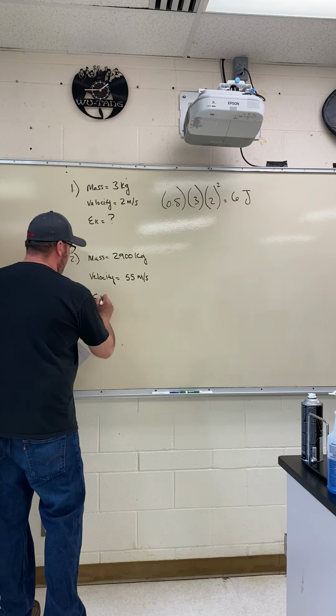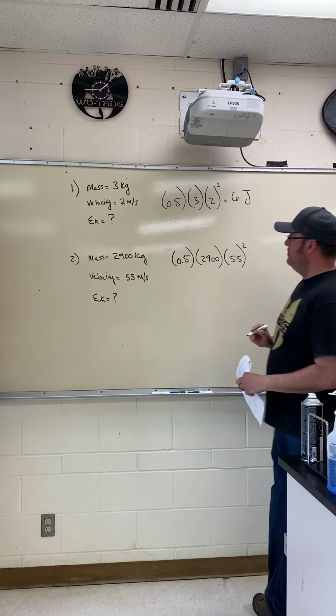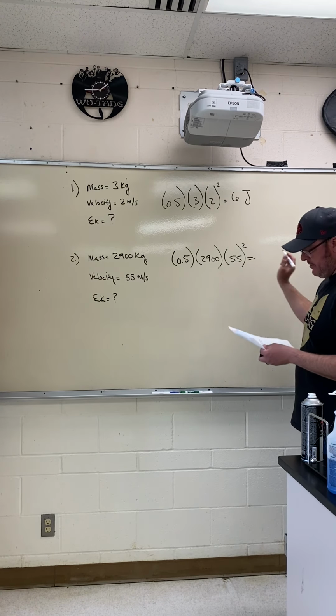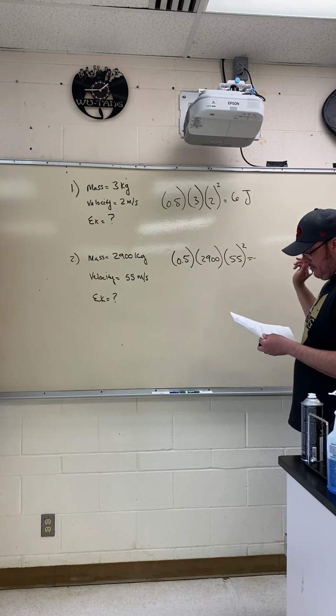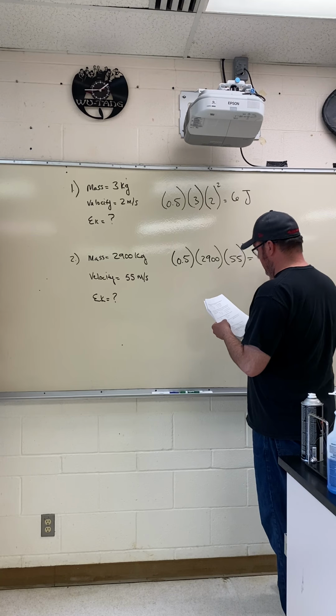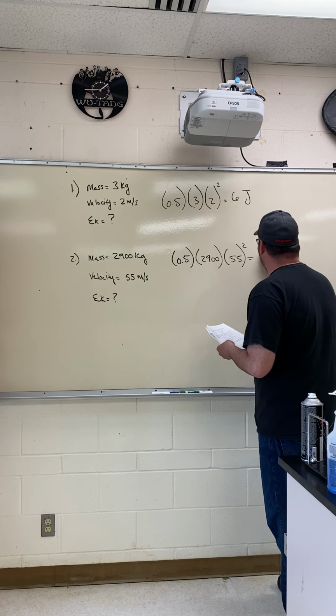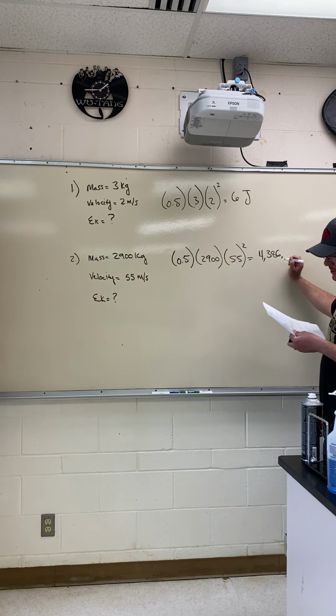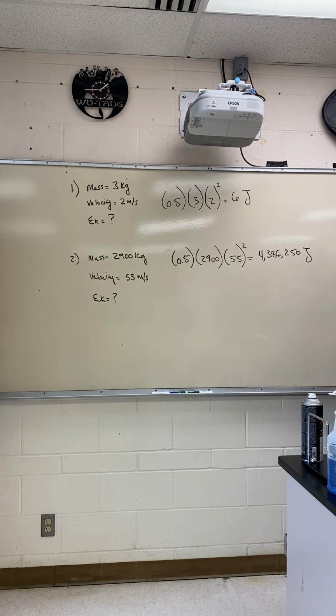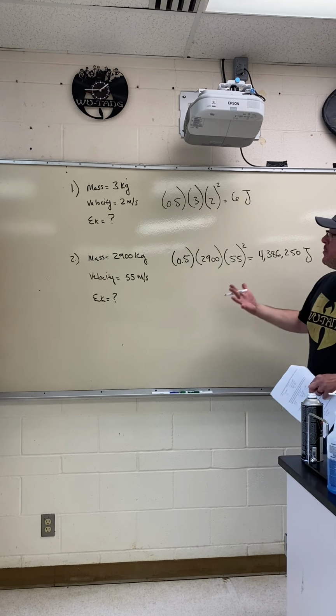And E of K, again, I'm not sure of. So the first thing I'm going to do, I'm going to set up my problem like before. So I'm going to go 0.5 times 2,900 times 55 squared. Okay. So if I punch it in my calculator just like so, my answer will come out to 4,386,250 joules. I'll fix my 4 there. I'm notorious for bad 4s.